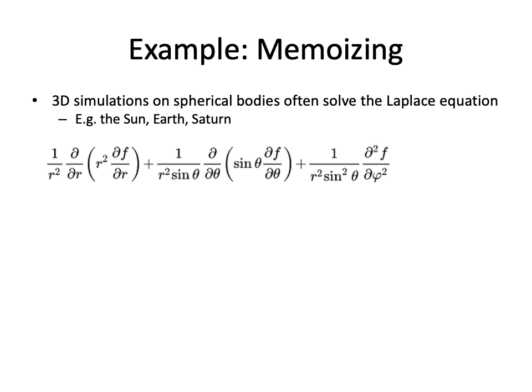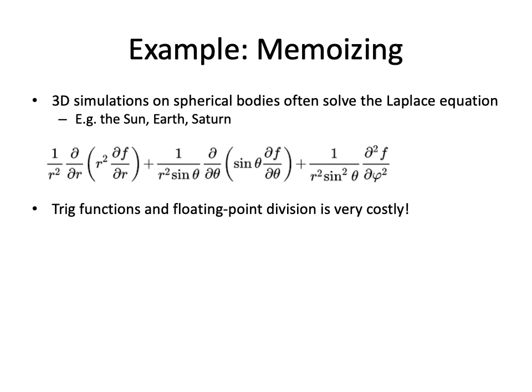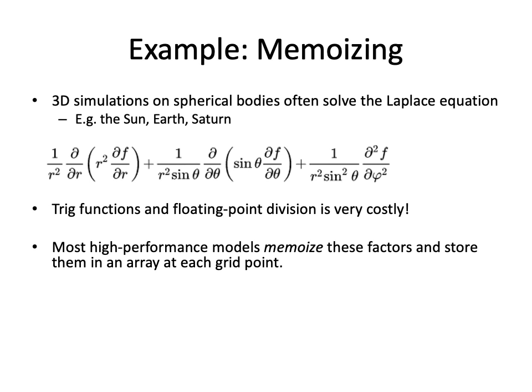I'm familiar with this because I do simulations. In 3D simulations of spherical bodies, like those of the sun, which I've done, those of the earth, which I haven't done, and those of Saturn, which I've done a lot, you often solve what's called the Laplace equation for atmospheric dynamics, interior dynamics, and so on. This is basically the Laplace operator del squared for some function f that's shown here. There are a lot of trig factors, factors involving powers, and factors that involve dividing by numbers, which, if you remember, are all pretty expensive, especially division. We don't want to do this every single time for every single point on a 3D grid. So what we do instead is memoize those factors.